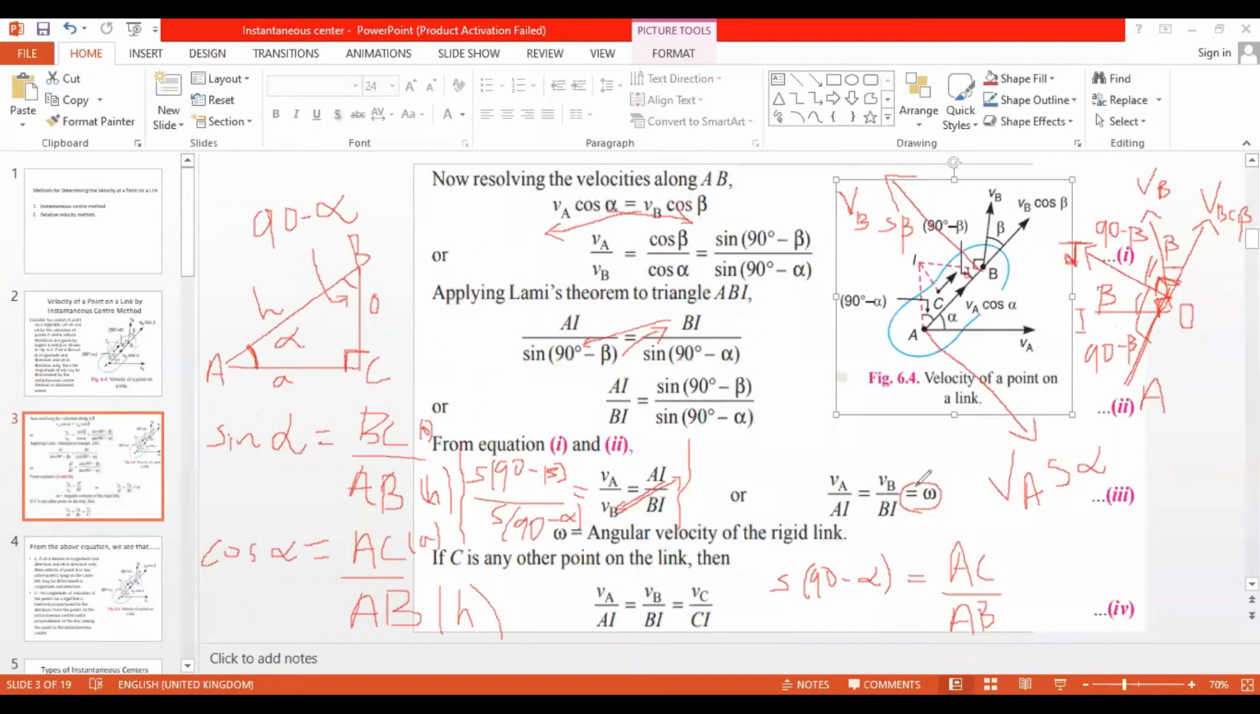So if a rigid body is in motion, then we can apply this one. If C is another point on the link, so here is C, okay? So we can write VC upon CI will also be the same. This is a general conclusion. So VA upon AI will be equal to VB upon BI, will be equal to VC upon CI. If I am taking another point D somewhere here, which will be equal to VD upon DI. All right. So this is a general conclusion.